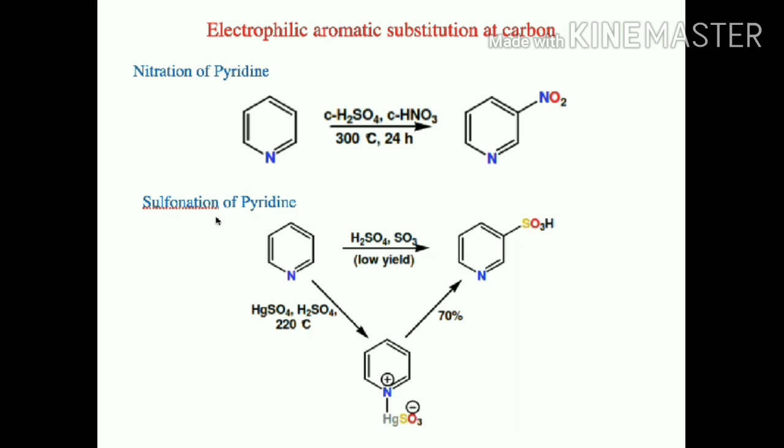And if you want to do sulfonation of pyridine, if we do sulfonation with H2SO4 and sulfur trioxide, we are going to get low yield. But if we use mercuric sulfate along with the sulfuric acid at 220 degrees centigrade, it is going to form this quaternary salt of pyridine. Then it is going to rearrange and give the sulfonation product, and the yield is around 70%.